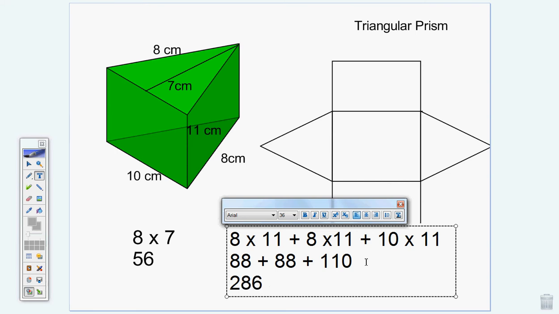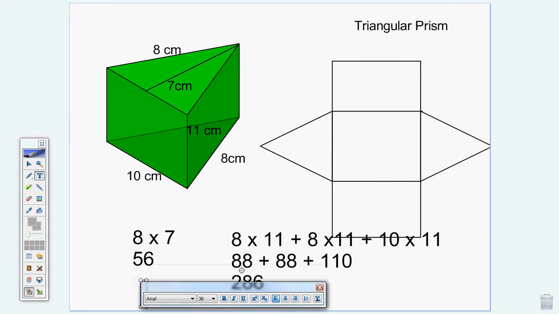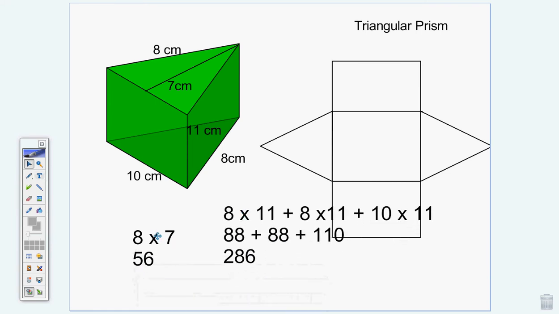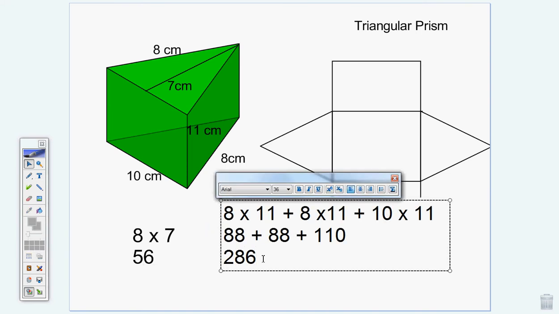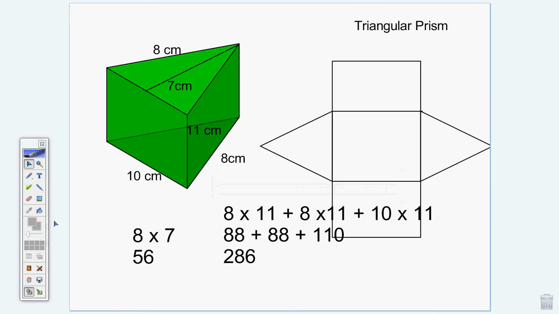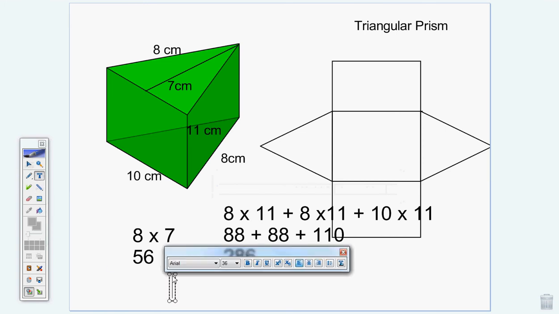286. That's the 3 rectangles. And now when I combine the 56 plus the 286, I arrive at 342 as my total surface area there. 342. I could write it different ways. I could write it this way, square centimeters. All right, that's my surface area of the triangular prism.